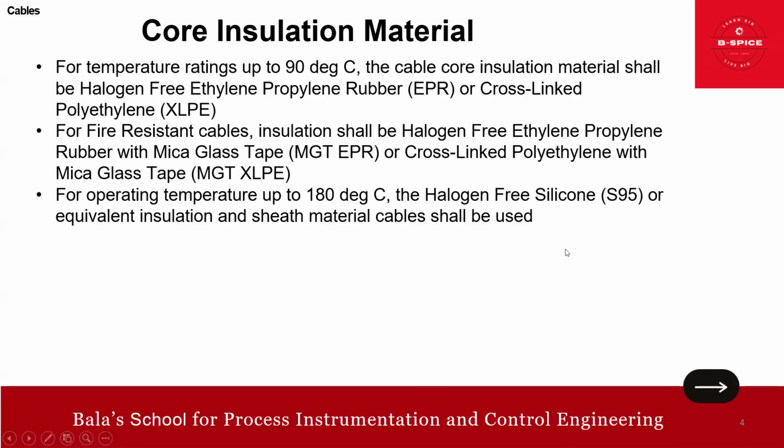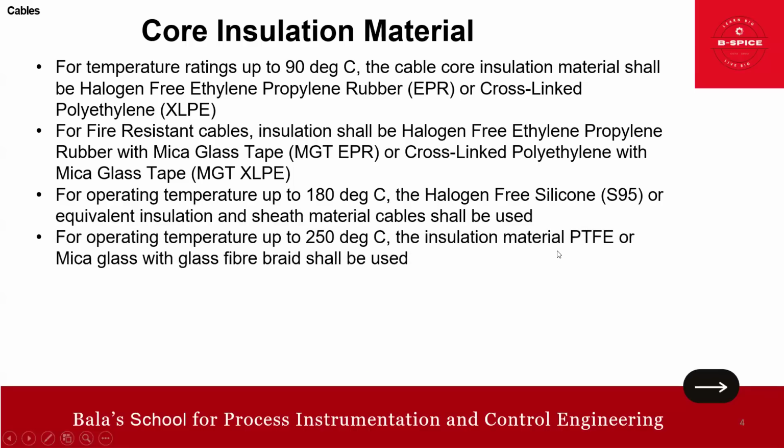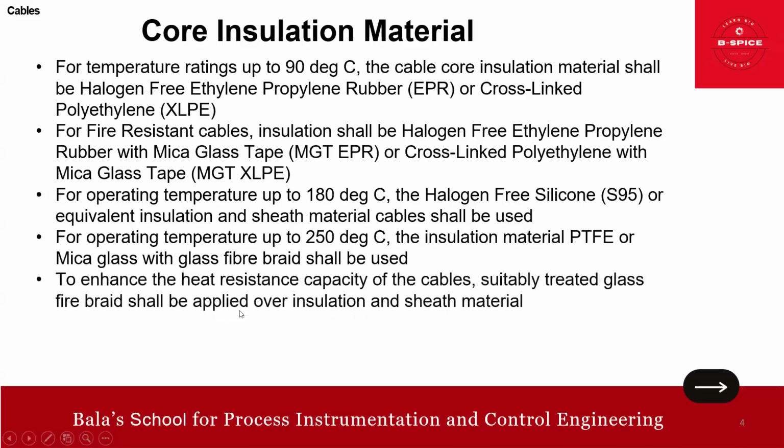Halogen-free silicone, S95. For operating temperature up to 250 degrees, the insulation material PTFE or mica glass fiber braid shall be used. Just remember, we are talking about insulation material here. To enhance the heat resistance capacity of the cable, suitably treated glass fiber braid shall be applied over insulation and sheath material. This is the add-on note for you.